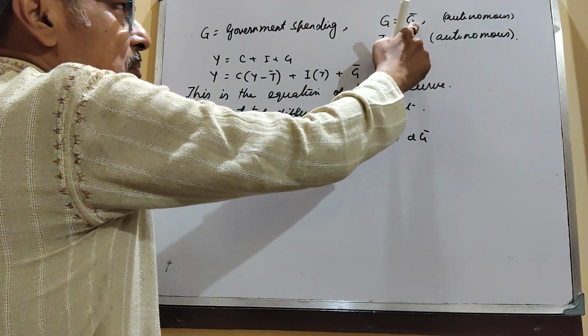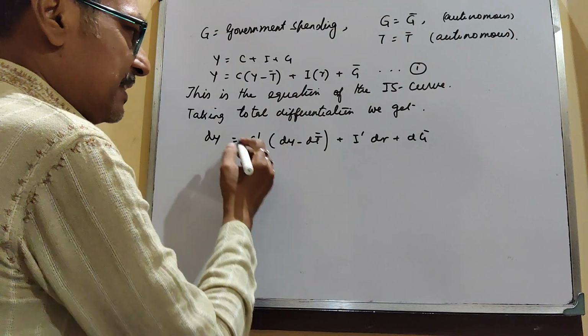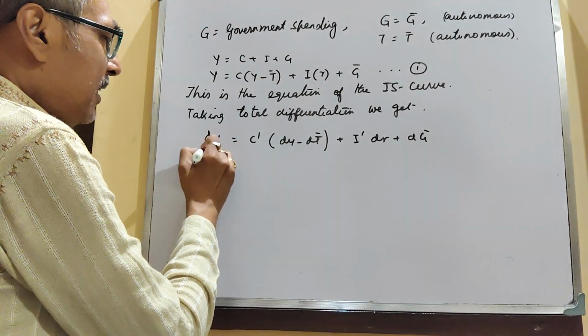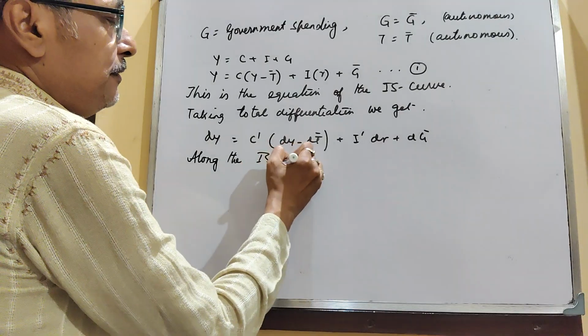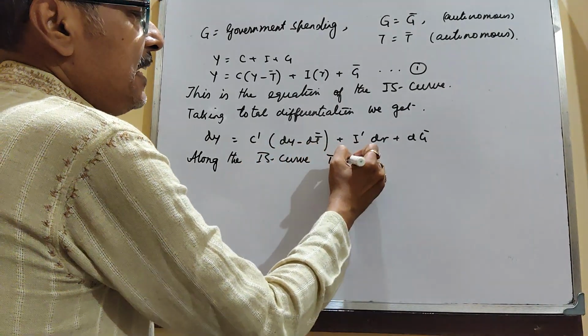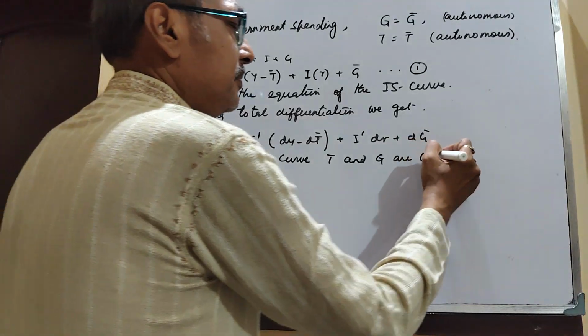Now G equals G bar, T equals T bar, these are autonomous. Therefore, along the IS curve, T and G are constant.